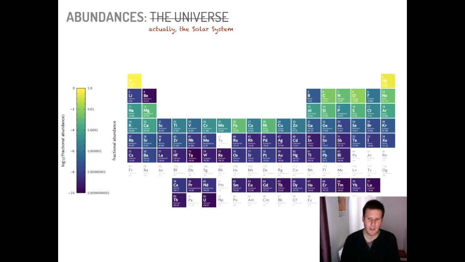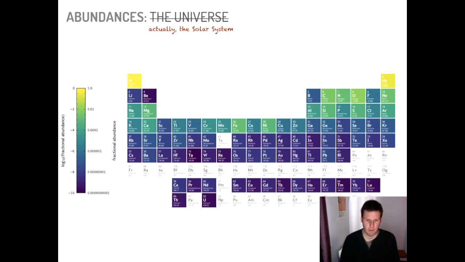We can see there's some interesting trends in here. Generally, the more massive the element, so going down the periodic table, the rarer or less abundant it becomes. But there are some exceptions to this rule. For example, lithium, beryllium and boron are actually much rarer than carbon, nitrogen, oxygen, despite being simpler atoms. So this diagram is really, really important because this is what we need to explain.